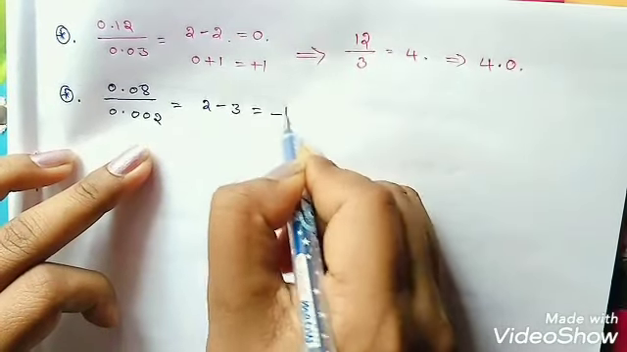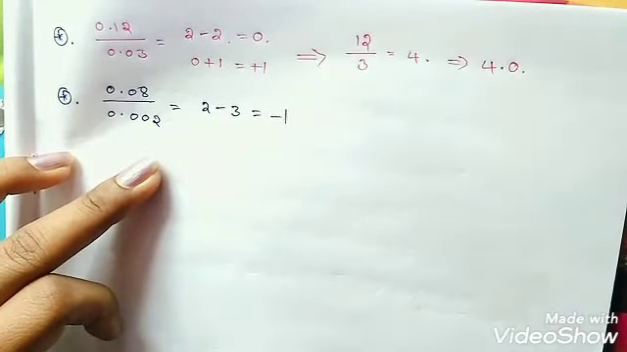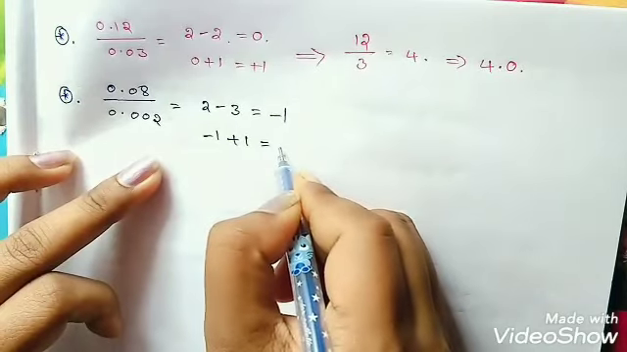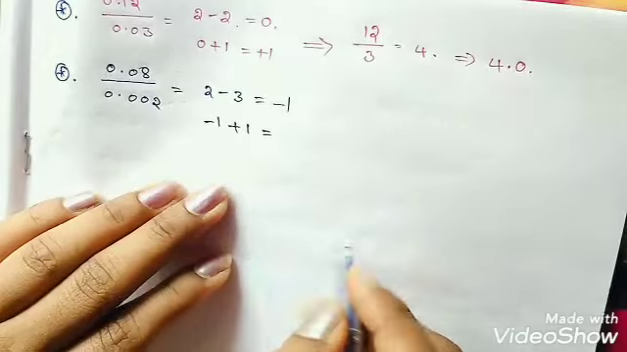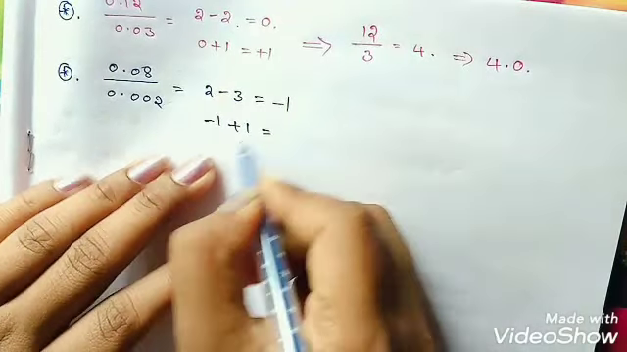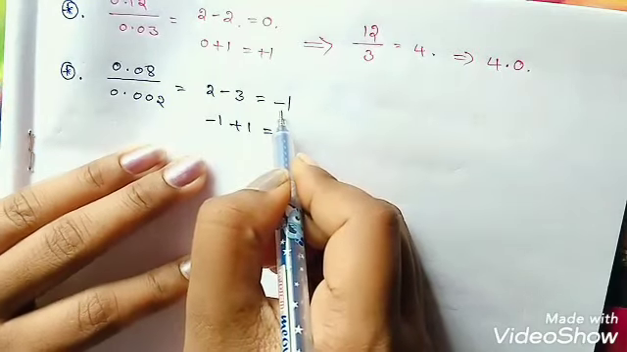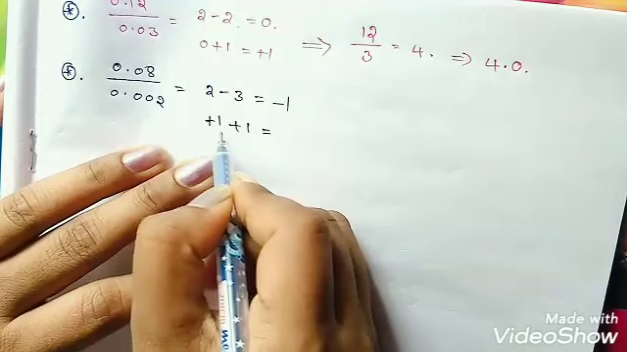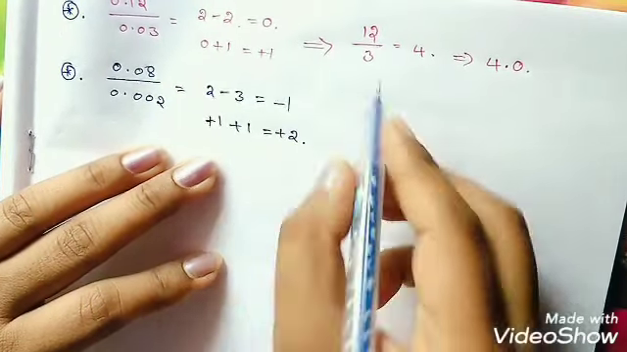That means minus 1 you got. Here if you get any answer, that means minus 1. So minus 1 plus 1. Here you can take oppositely, that means the opposite value. Here minus 1 you got, so you can take here plus 1. Plus 1, for this also you can add plus 1. Then that means plus 2.